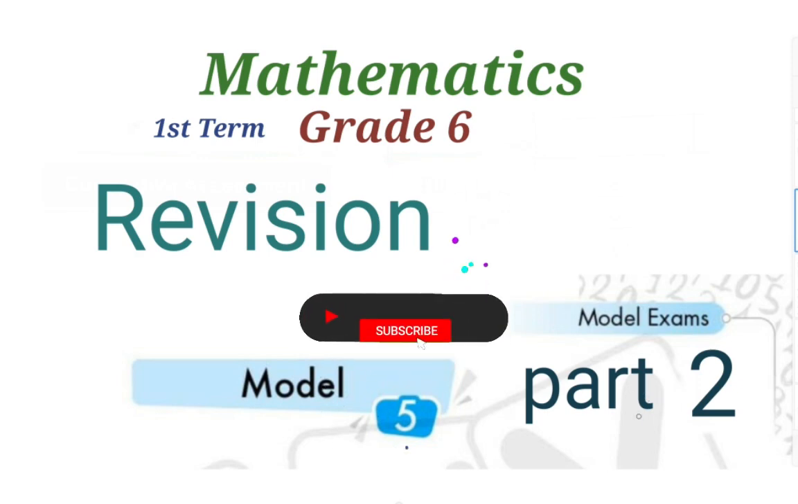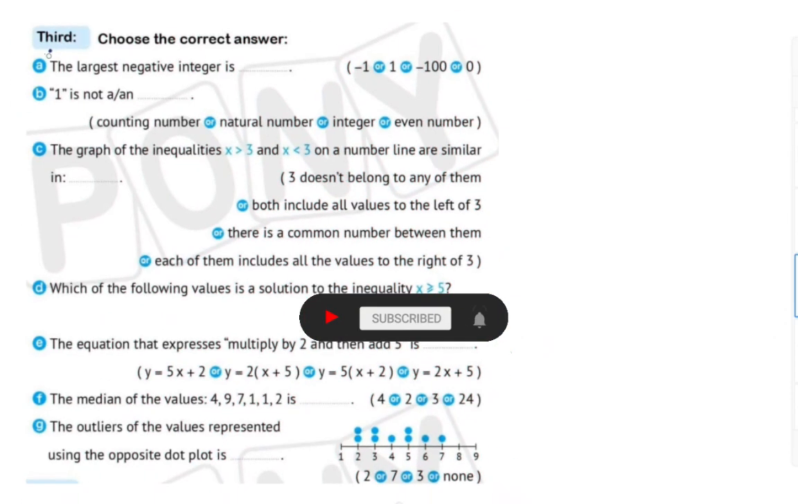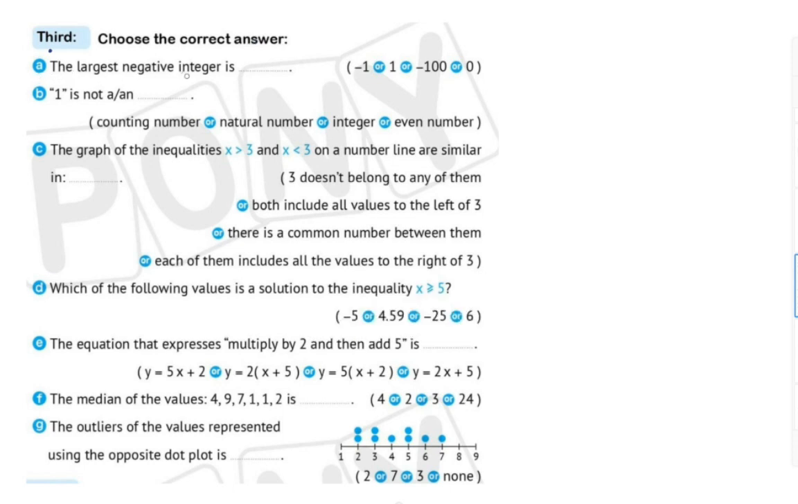Model 5, Part 2. Third, choose the correct answer. Point A, the largest negative integer. You have a number line: 0, positive direction, negative direction. We're talking about negative integers, so no positive, no 0. This is a negative integer. So the largest is the first integer from the right. So negative 1 is the greatest negative.